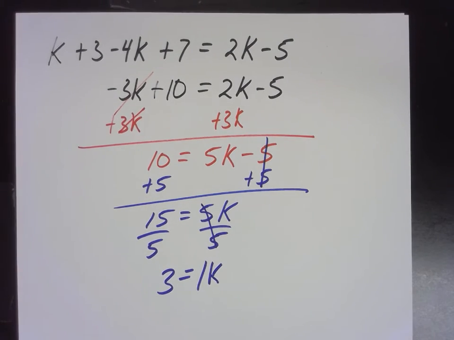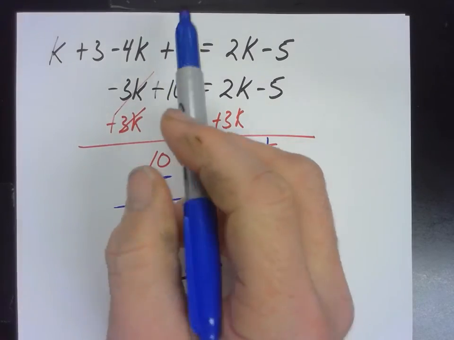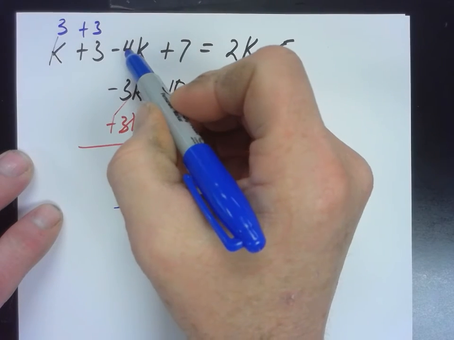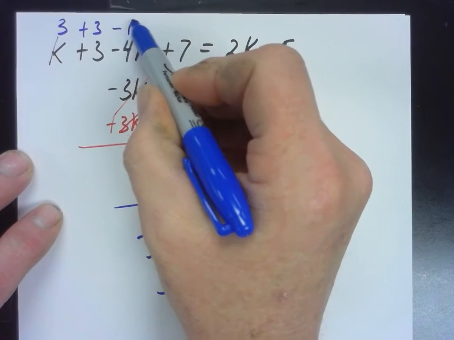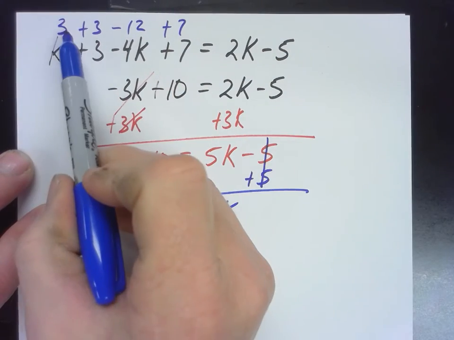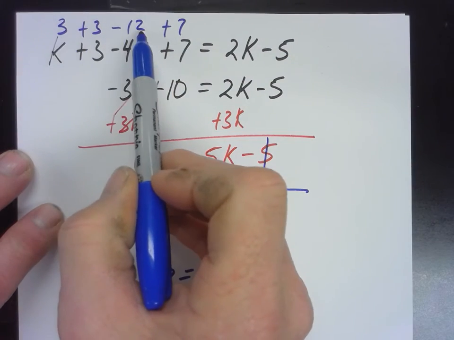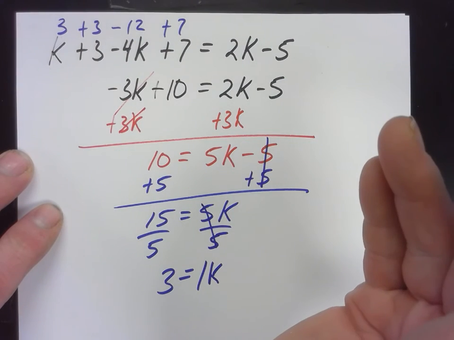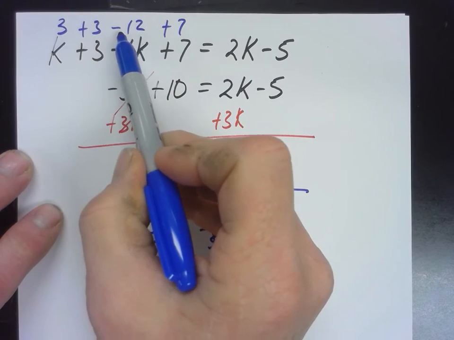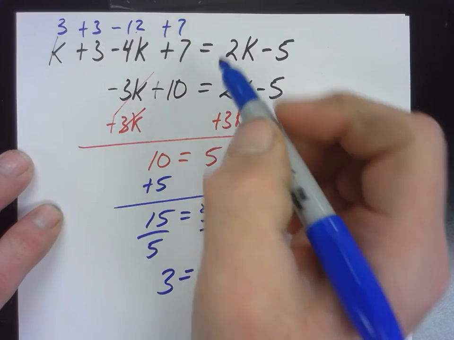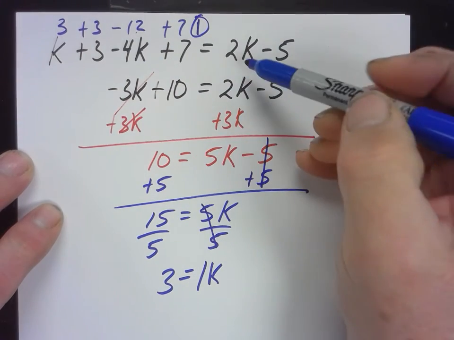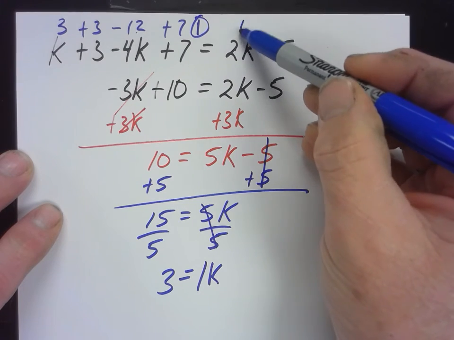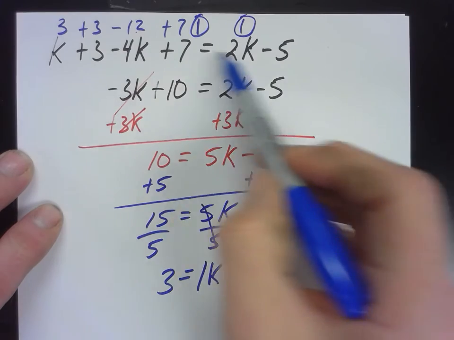If we plug that number back in, will it work? Yes. Let's see. 3 plus 3. What's negative 4 times 3? Negative 12. Negative 12 plus 7. Let's add this up. 3 plus 3 is 6. Subtract 12, negative 6. Negative 6 plus 7. Is it 1 or negative 1? Hold on a minute. Okay, positive 1. Okay, 2 times 3 subtract 5 is 1. So this number makes the original equation true, doesn't it?